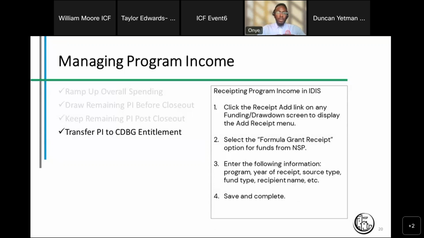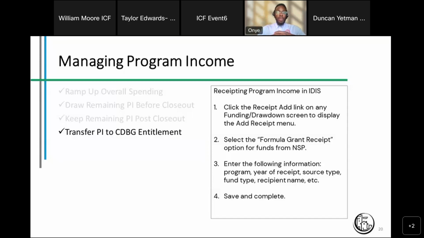So this slide is just a continuation of the former one on transfers. For those of you that do have a CDBG entitlement grant and are familiar with IDIS, as I said, refer to Chapter 7 of the manual, which should be on the HUD Exchange, for more details. But this slide was meant to cover a quick summary of the steps of that process. Essentially, you would go into IDIS, click Receipt Add on the funding screen to display the Add Receipt menu. You would select the Formula Grant Receipt option for funds from NSP. You would enter the information for the program year of receipt, source type, fund type, and the recipient name, and then you'll save and complete. Once that is done, I believe you should be good on the transfer.